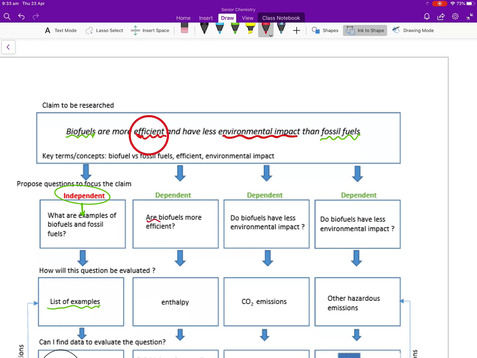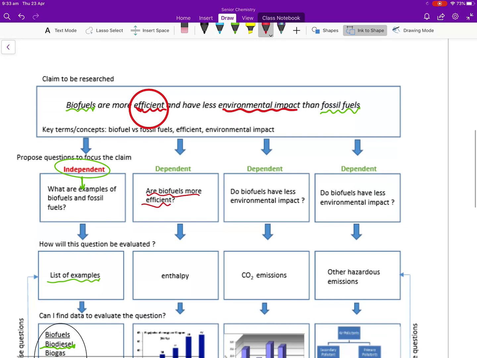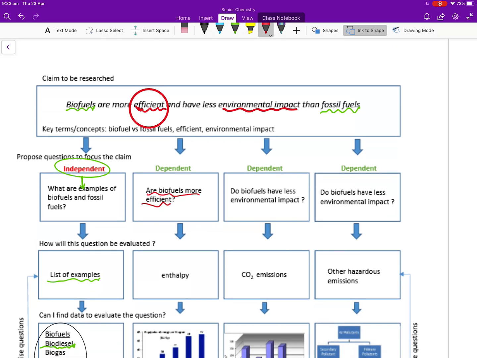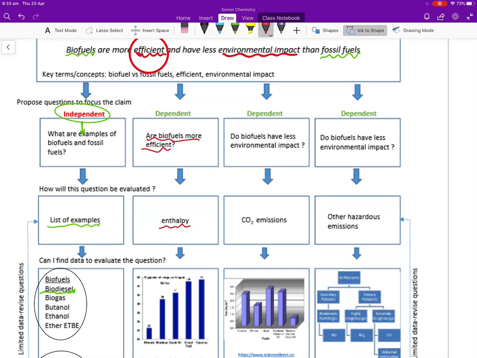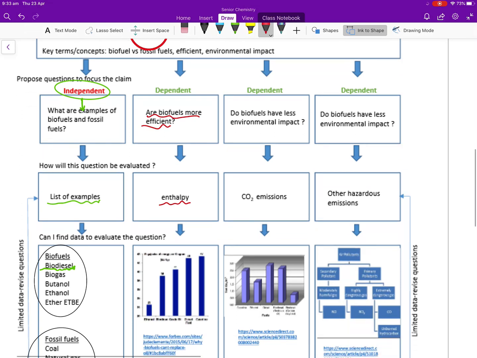Now, the question we're asking is, are biofuels more efficient? Efficiency can mean a lot of different things. In chemistry, one of the things that we can assess efficiency on is the enthalpy. So how much energy is stored in the two different types of fuels? How much energy is there to release? And we should be able to find data on that, and we should be able to assess efficiency on enthalpy.